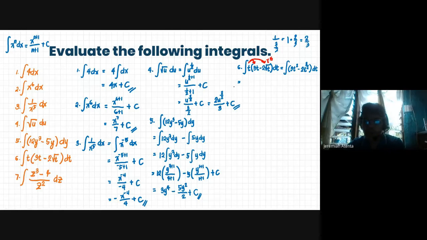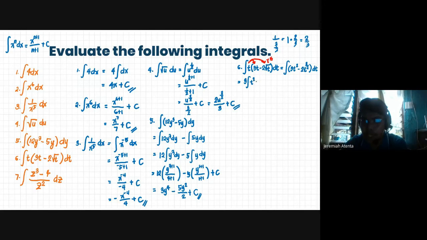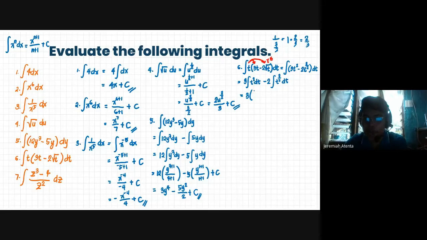Okay, so we have 3. Ilabas na natin si 3, then integral of t squared dt. Naka-follow ba? Then you have minus 2 integral of t to the 3 halves dt. Right? And after that, you will have 3 times applying the second theorem.